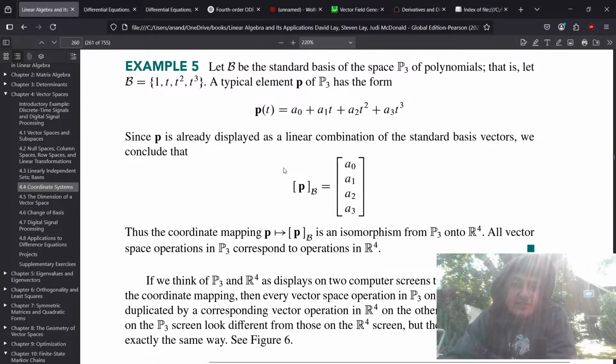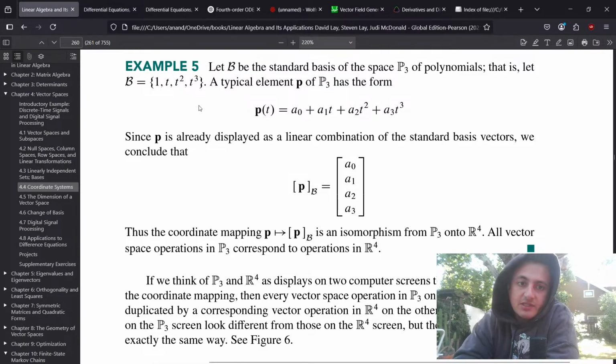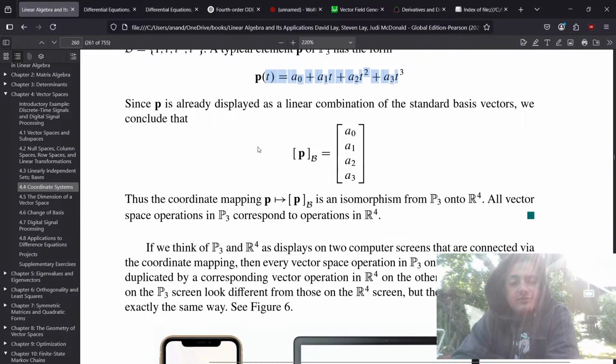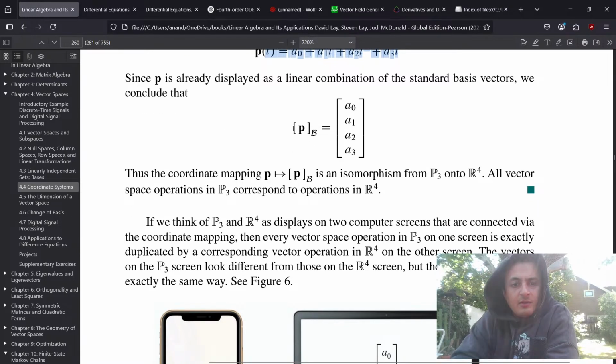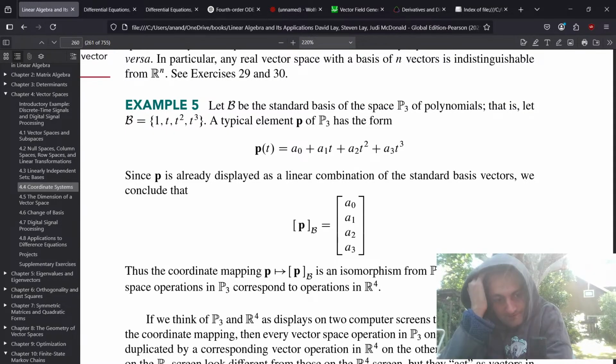Let B be the standard basis of P3, the polynomials, that is, this basis. The typical element of P3 has the form this. Since p is already displayed as a linear combination of the standard basis vectors, we conclude that the coordinate mapping from p to [p]_B is an isomorphism from P3 onto R4. All vector space operations in P3 correspond to operations in R4.